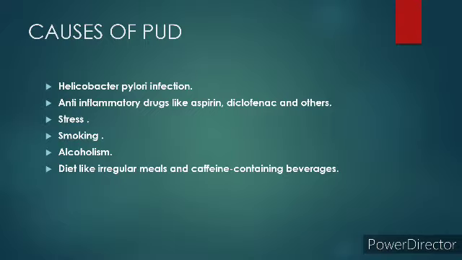Then how does diet cause PUD? That is through irregular meals. Then taking foods or a diet containing caffeine, like beverages containing caffeine, spicy foods, and acidic foods.